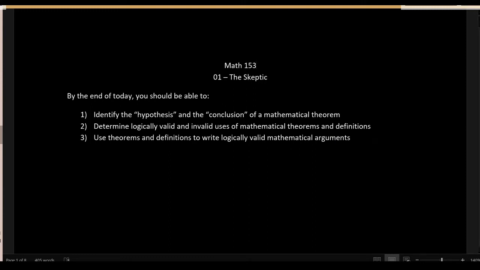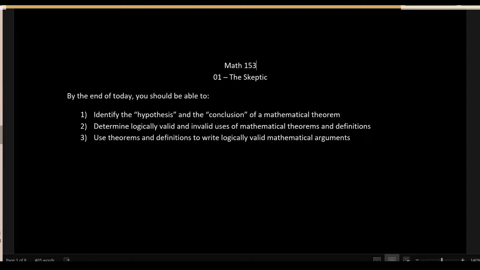Welcome to Calculus 3. When I begin these videos, I'm always going to begin with a list of things that you should be able to do by the time you have finished learning today's material. Now, these so-called learning objectives are basically a study guide in disguise. For example, by the end of today, we should be able to identify the hypothesis and the conclusion of a mathematical theorem. We should be able to determine logically valid and invalid uses of theorems and definitions, and we should be able to use theorems and definitions to write logically valid mathematical arguments.